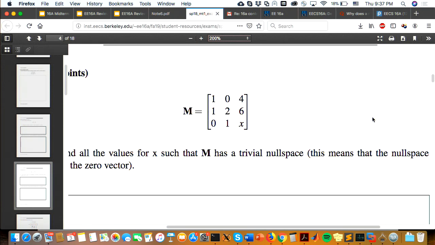Yes, any questions about that first part? No? Awesome. Okay, so let's move on. Is it okay with everyone if I erase this? Yes? Okay.